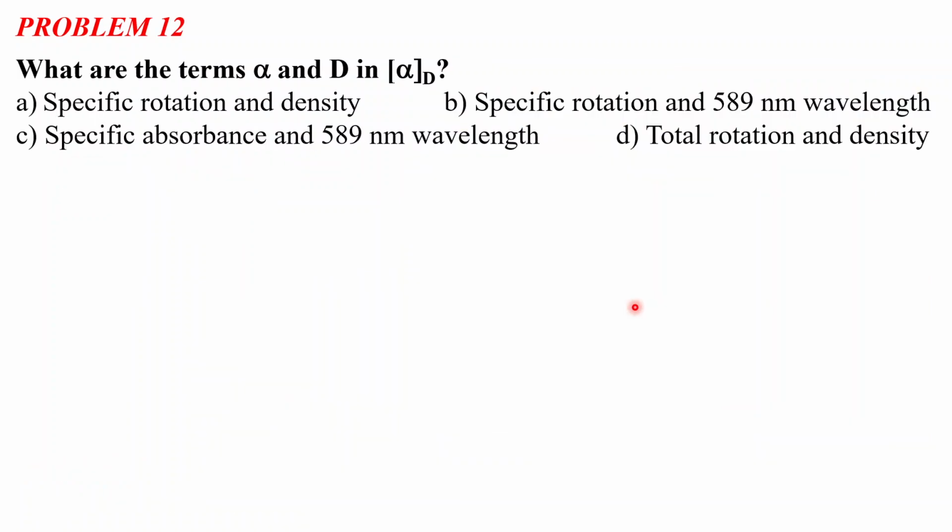Problem number 12 says: what do the terms alpha and d represent in this representation? Option A, alpha for specific rotation, and d for density. Option B, alpha for specific rotation, and d for 589 nanometer wavelength. Option C, alpha means specific absorbance, and d for 589 nanometer wavelength. Option D, alpha for total rotation, and d for density.